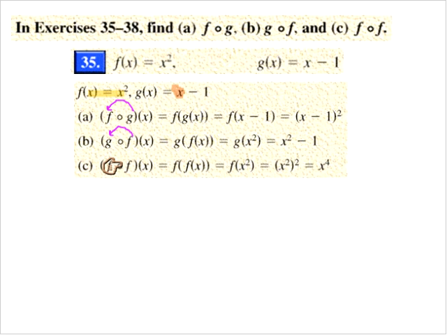And I'm going to plug f into itself. So I'm going to have an x squared go in for the x, so I get x squared squared. You multiply your exponents here because there's no x in between them. So you do multiply those exponents and you get 4. So x to the 4th power.